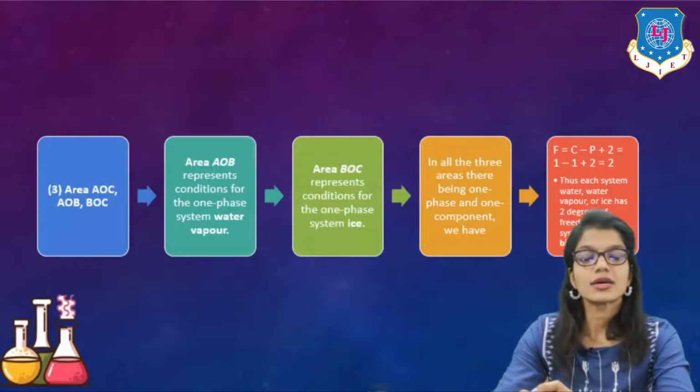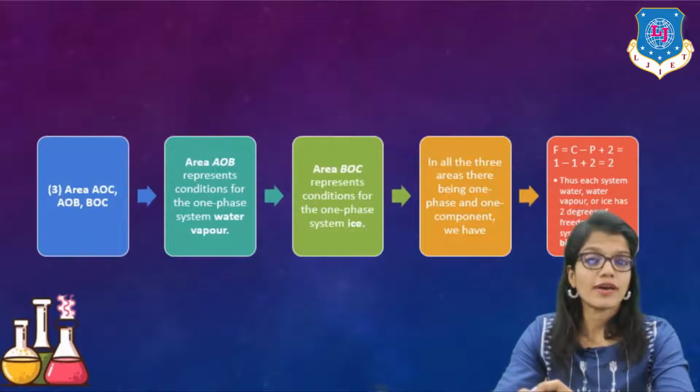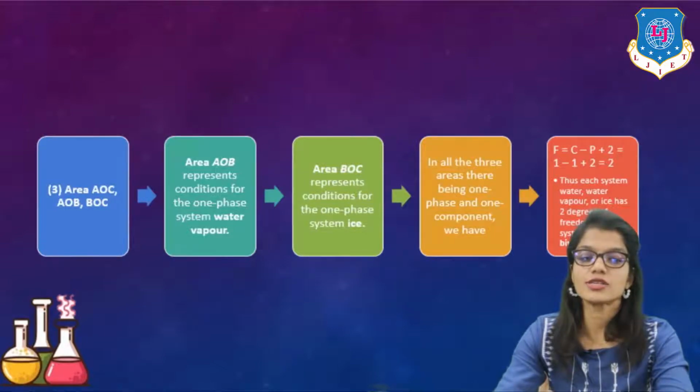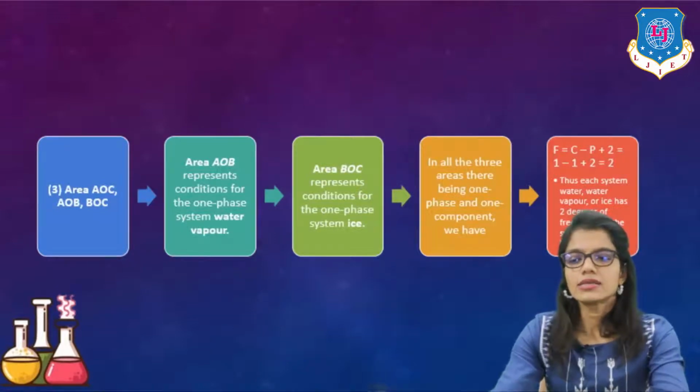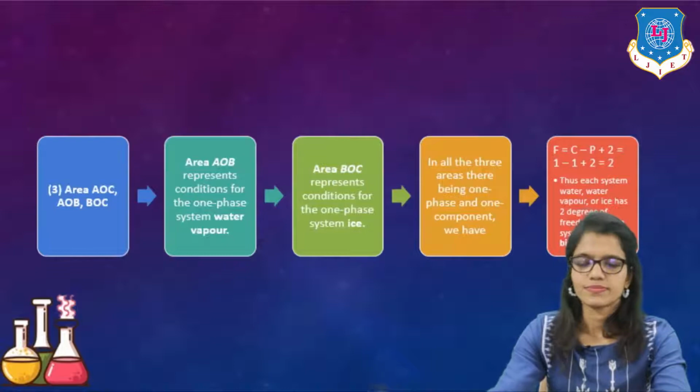So we get F is equal to C minus P plus 2, which is equal to 1 minus 1 plus 2. So here F becomes 2. So the value of F is 2. The system in the area becomes bivariant. So a system that contains water, water vapor or ice has 2 degrees of freedom and becomes a bivariant system. Right? This is how we can understand.